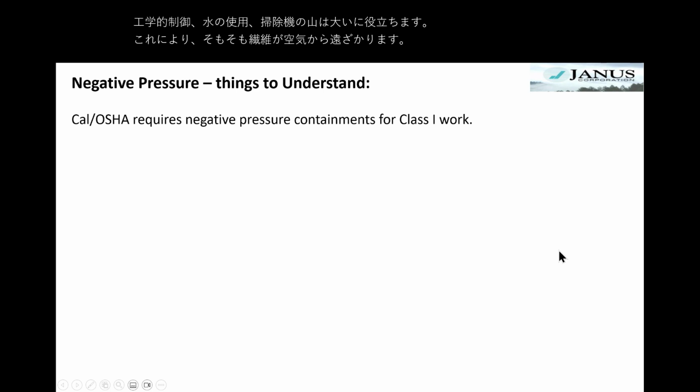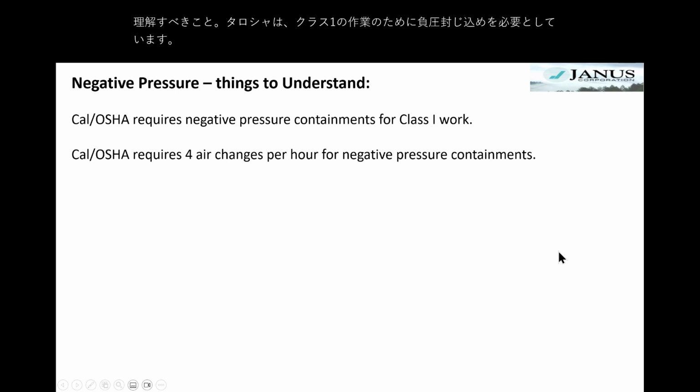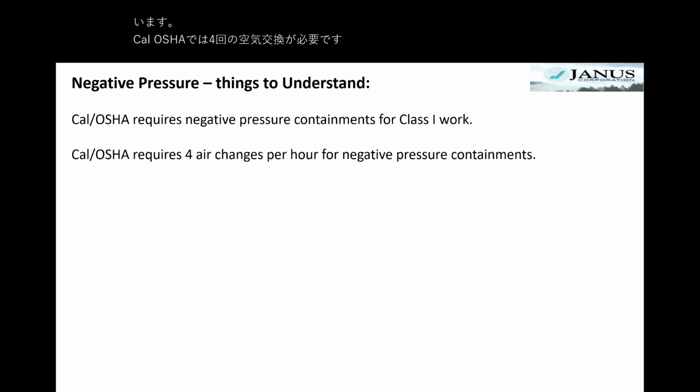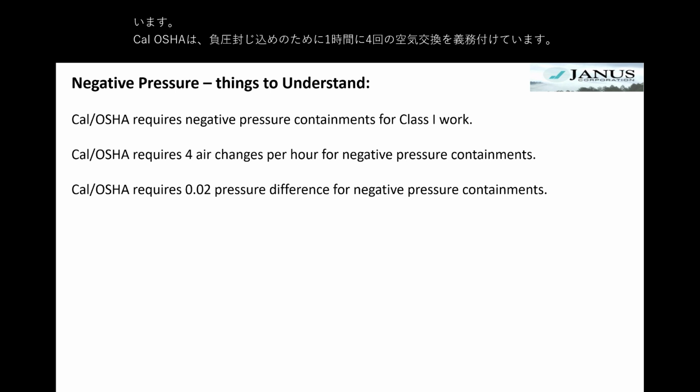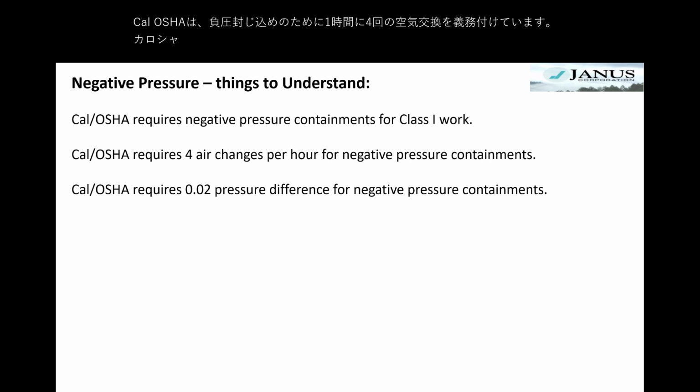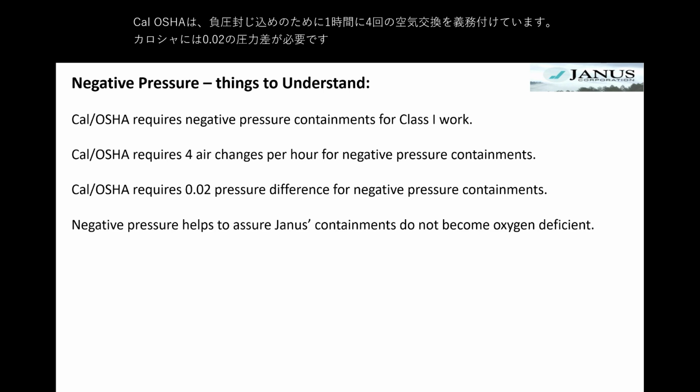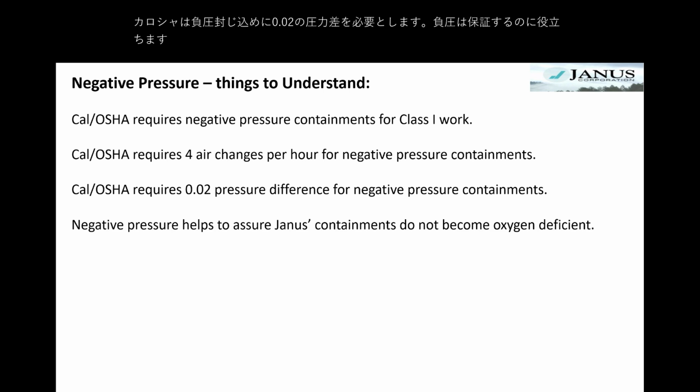Things to understand. Cal OSHA requires negative pressure containments for Class 1 work. Cal OSHA requires 4 air changes per hour for negative pressure containments. Cal OSHA requires 0.02 pressure difference for negative pressure containments. Negative pressure helps assure Janus containments do not become oxygen deficient.